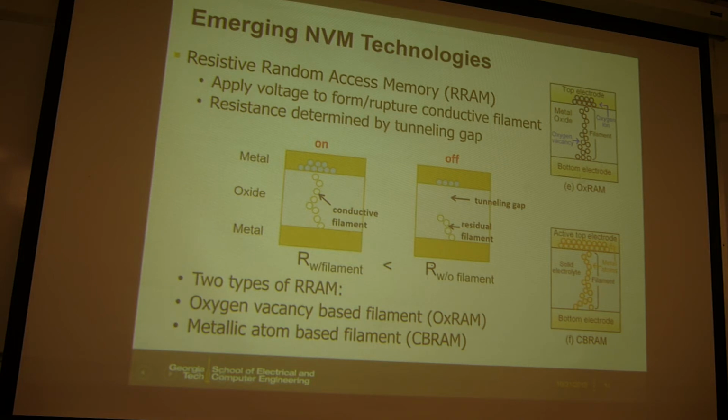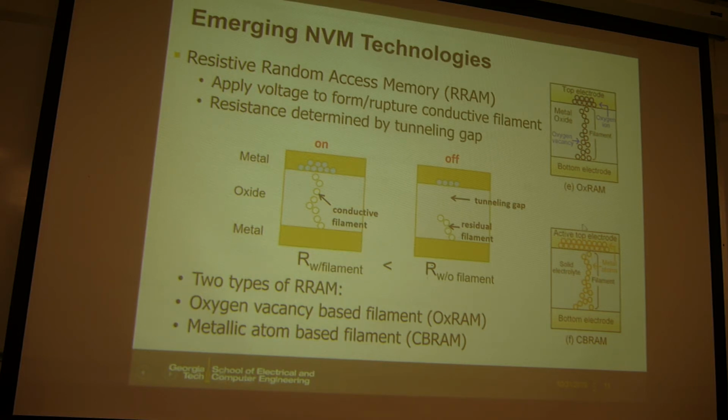And there are two subcategories of RRAM. One is called oxide RAM. This is when the filament is made of oxygen vacancies. And the other one is called CBRAM, conductive bridge random access memory. In this case, the filament is made of metal atoms.